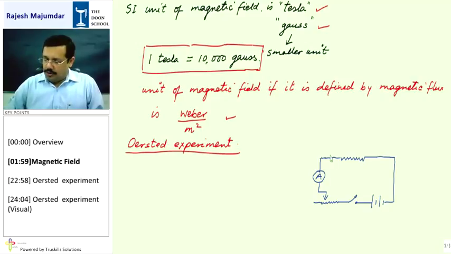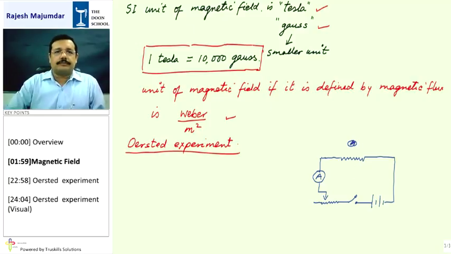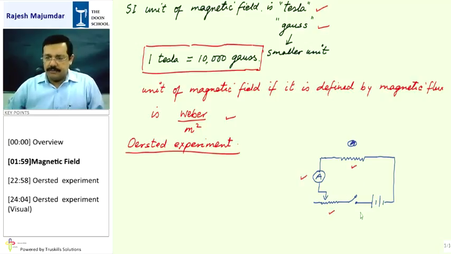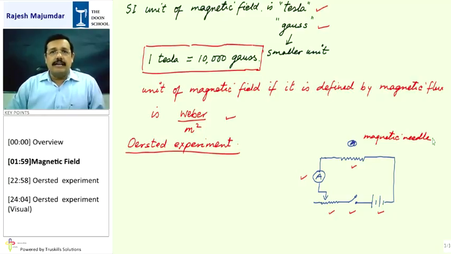He also took one small magnetic compass, which is also known as a magnetic needle. So you all know what these are? This is the resistance, this is the ammeter, this is the rheostat, this is the key, this is the battery, and this is the magnetic needle. What does a magnetic needle do?